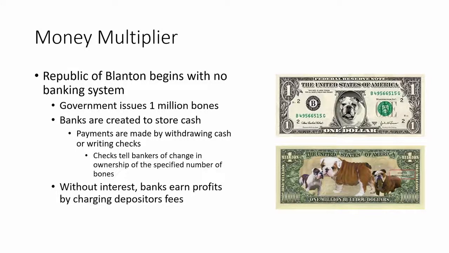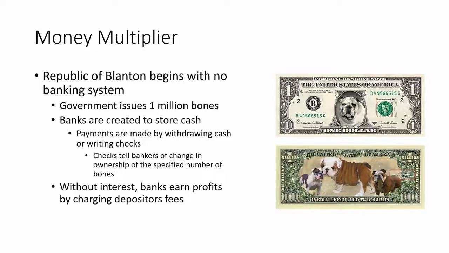In this video, we're going to discuss the money multiplier, which is how banking systems end up actually creating money. So let's start by thinking of a new country, the Republic of Blanton, which begins with no banking system at all, and then the government issues 1 million bones.